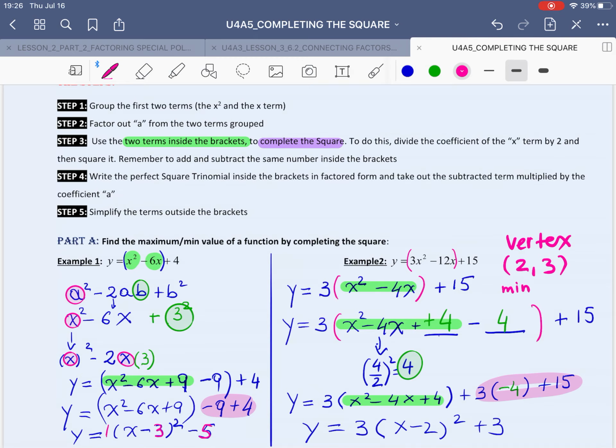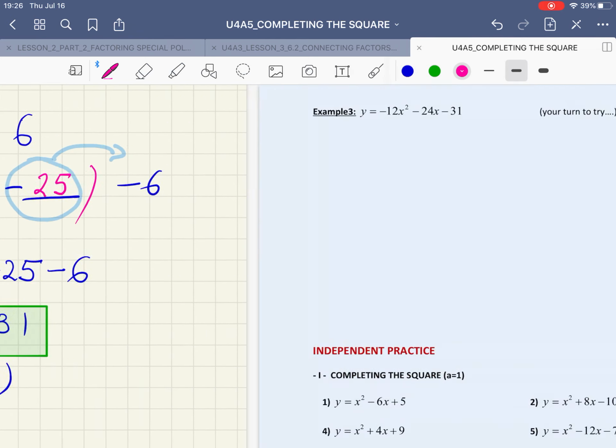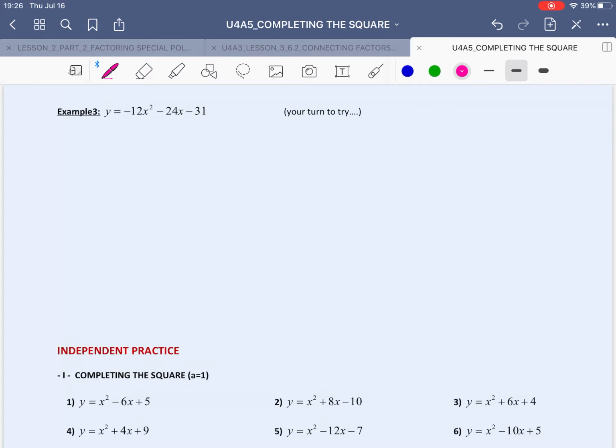The graph will have a minimum, because the parabola opens up. The minimum will be 3, and it will happen at x equals 2. Okay? So, in the next example, it's your turn to try.